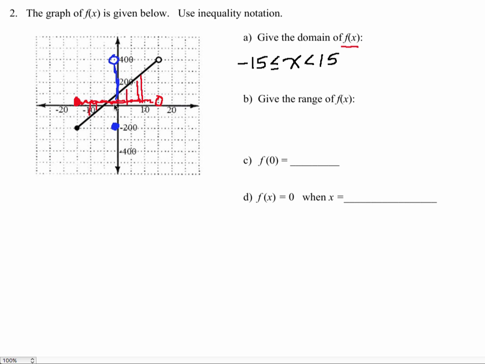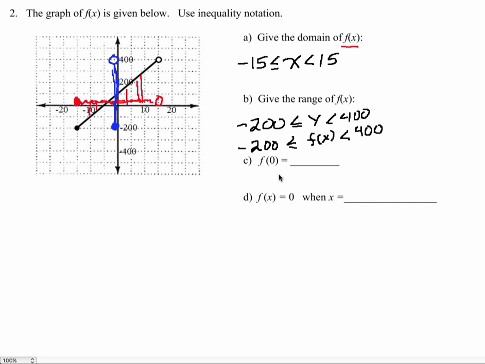And so what that says is that it's going to be all of the y values ranging from -200 to 400, -200 being included, 400 not being. So -200 is less than or equal to y, which is strictly less than 400. Now they ask us for the range of f of x, so we could also have written this as -200 is less than or equal to f of x, which is strictly less than 400.